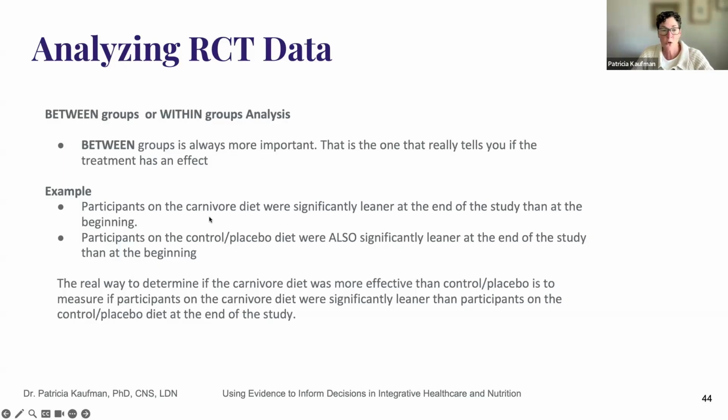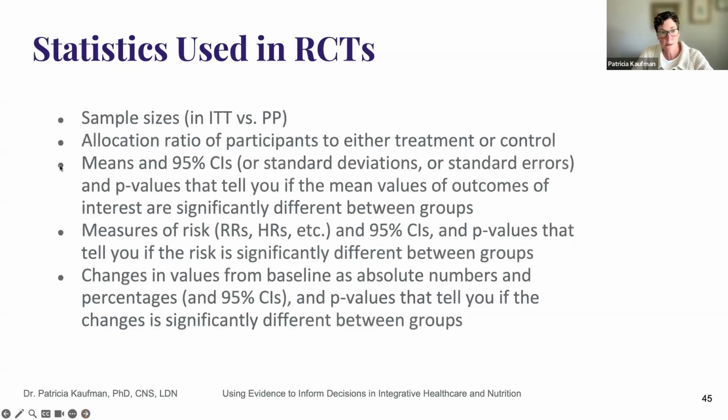Right? So if we just looked at the carnivore diet and said, oh, they lost weight, then we would think that the carnivore diet was beneficial. It's possible that the carnivore diet has shown this, but I'm just giving an example here. But if we didn't measure it against the control where they also lost weight, we wouldn't know if the carnivore diet really did cause weight loss.